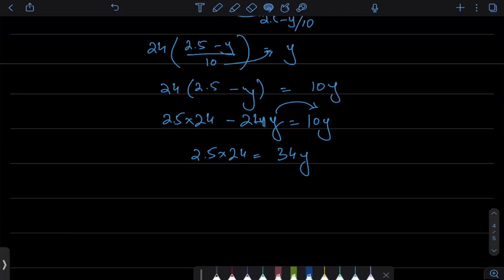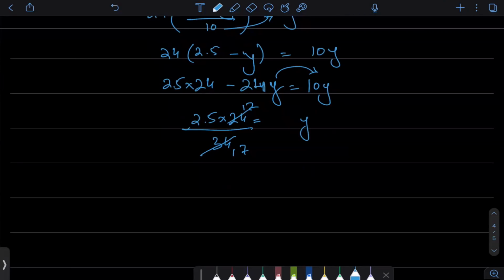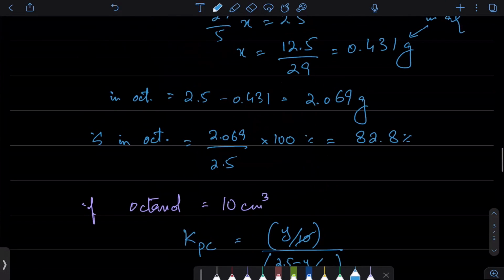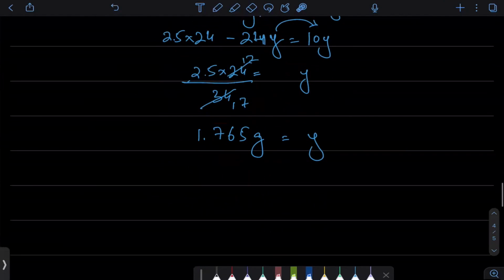And this 34 is going to come here and divide it. There you go. That's my answer. So I'll just put it in a calculator. I'm getting 1.765 grams. Wow. When I had 20, I had 2.069. And with 10, half the volume, I have gotten 1.765 out.